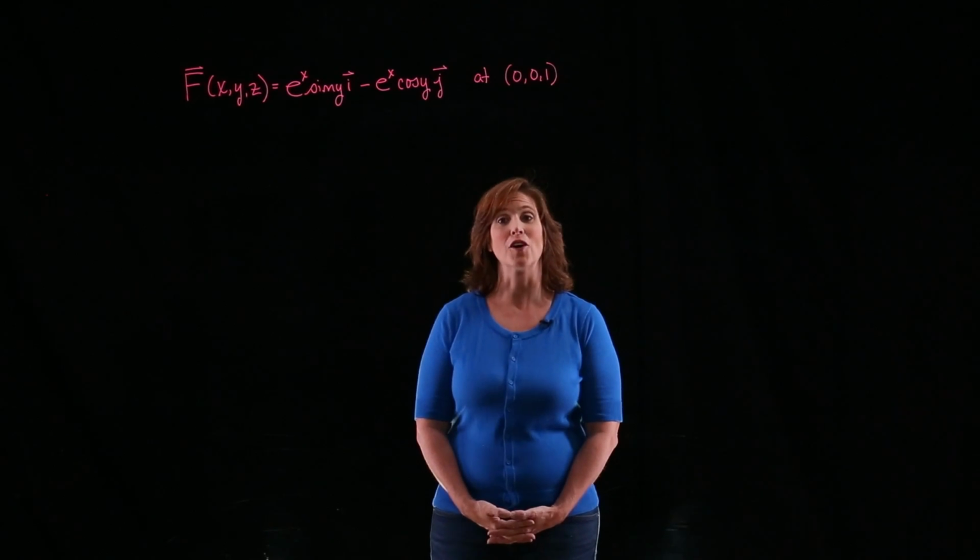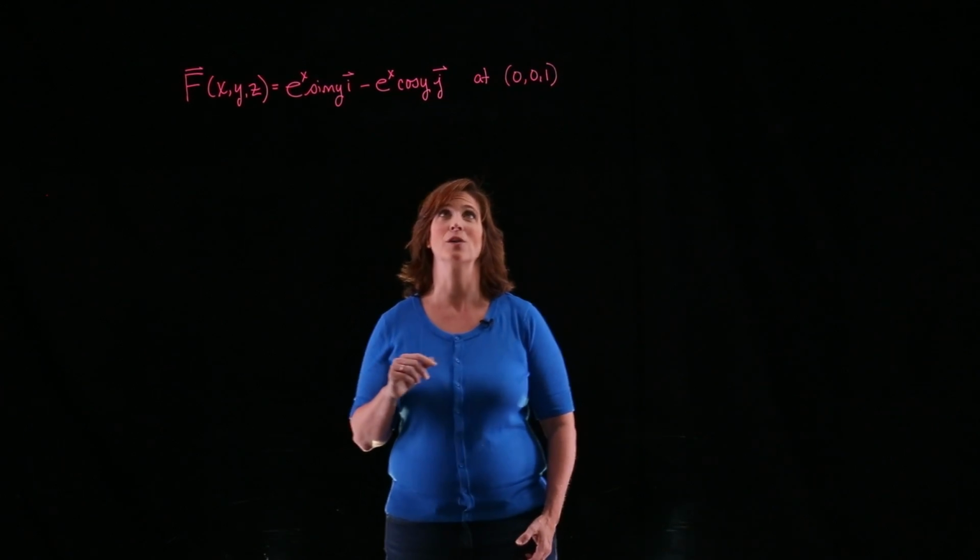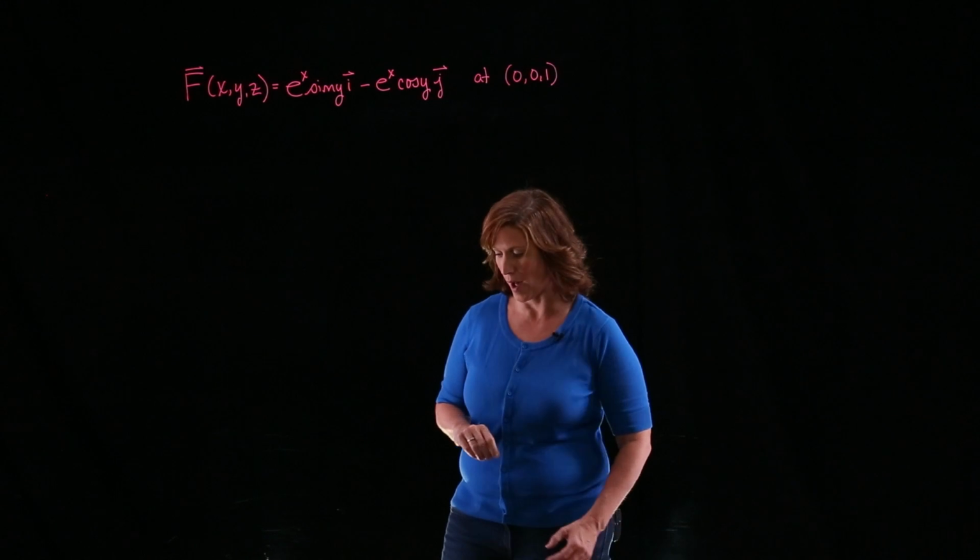Hi everyone, I'm Cheryl. In this problem, we're asked to find the curl of my vector function e to the x sine y i minus e to the x cosine y j at the point 0, 0, 1.